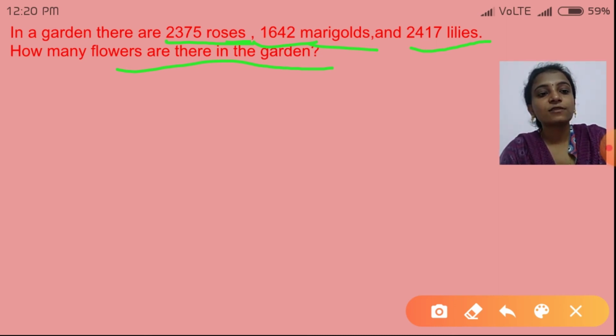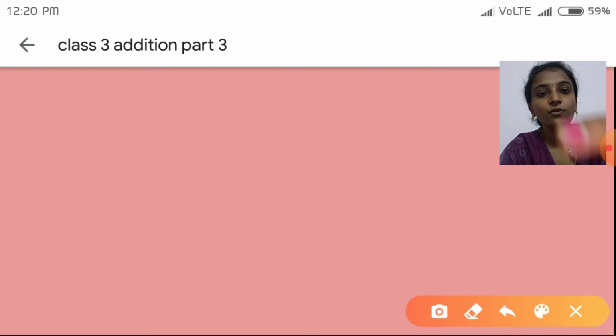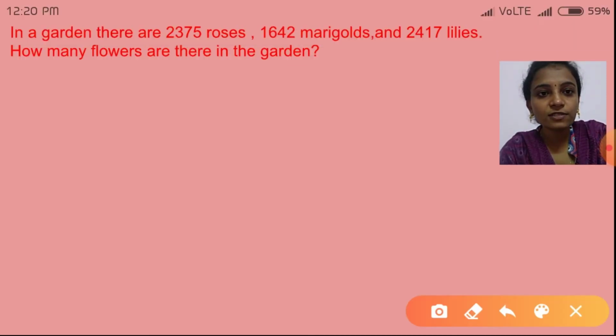See here. First, steps. You have to write the steps now. So first, up to here, up to roses, up to the comma, I will give 1 mark. In a garden there are 2375 roses. So what is the step for that? Shall we write number of roses in a garden? To write simple: number of roses, number of marigolds, number of lilies. So last, total number of flowers. Simple.